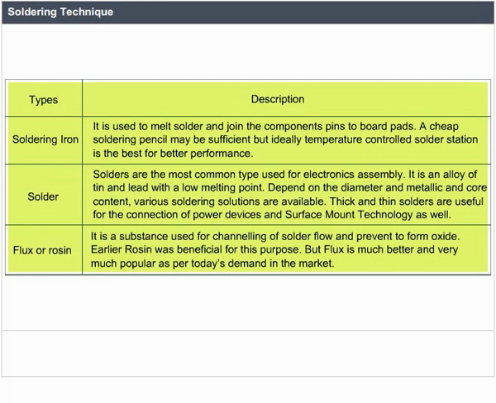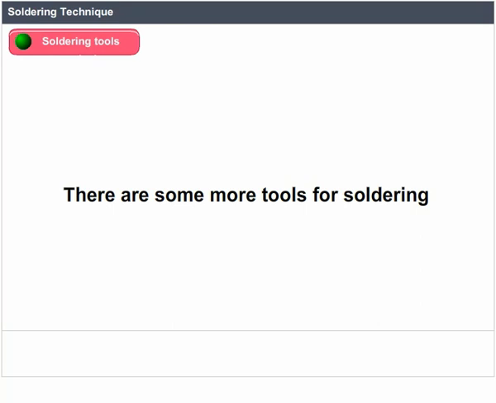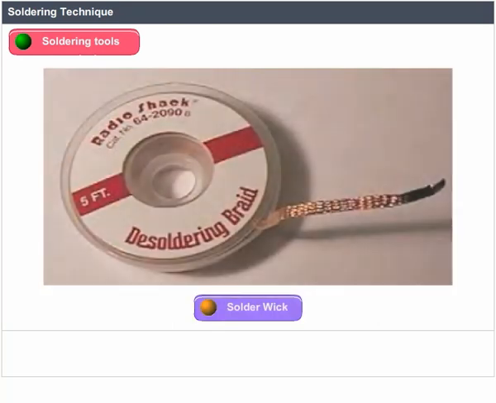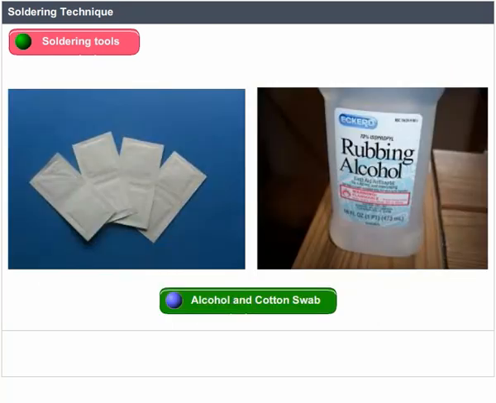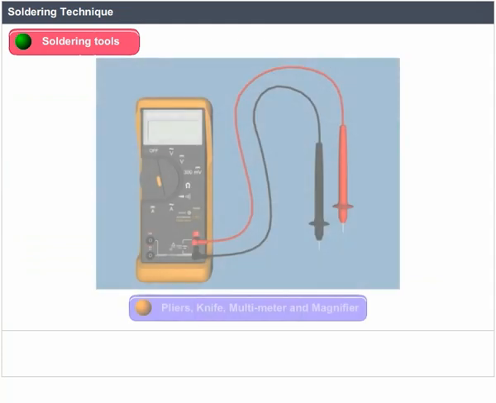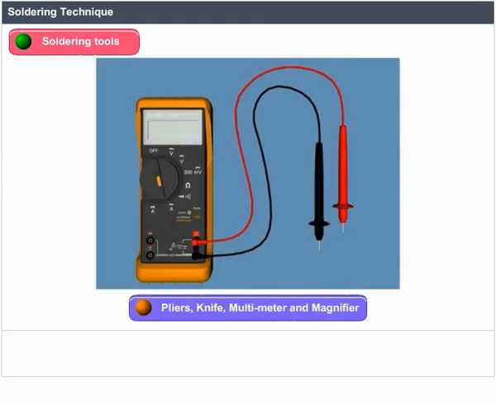Flux or rosin. It is a substance used for channeling of solder flow and to prevent the formation of oxide. Earlier, rosin was beneficial for this purpose, but flux is much better and very popular as per today's demand in the market. There are some more tools for soldering. Solder wick, alcohol and cotton swab, hot plate, pliers, knife, multimeter and magnifier.